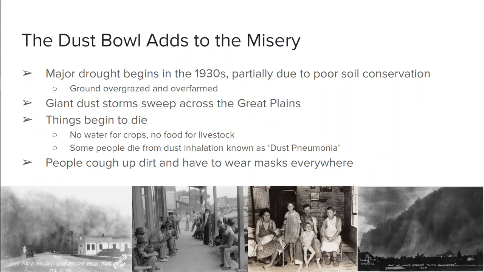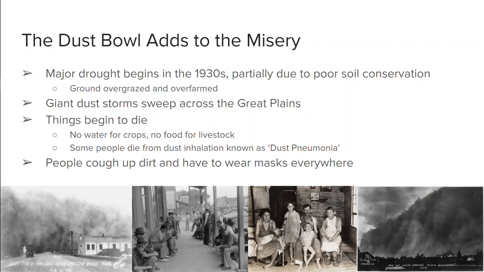And if that's not enough, the little cherry on top of this bowl of misery is the Dust Bowl. There's this major drought that begins in 1930, and it was all because of poor soil conservation, and all because of overfarming the land in the Midwest and in the Great Plains. When the rain stops coming, the topsoil dries up and the winds start to carry it away. There are these huge clouds of dust that whip up in the 1930s, and dust goes all over Oklahoma, all over Kansas, Nebraska, Iowa.